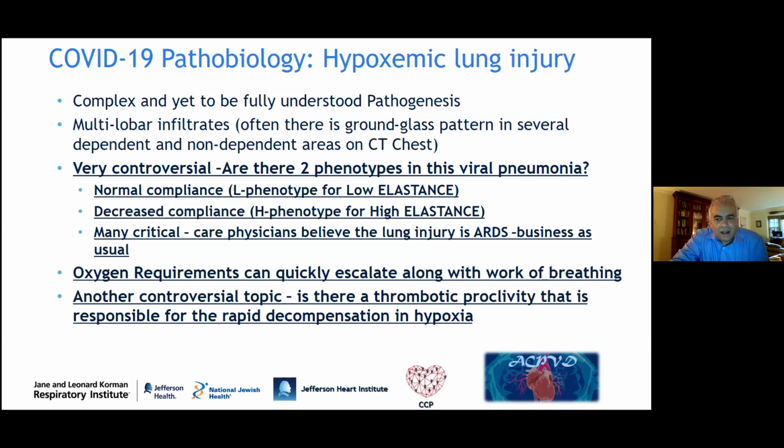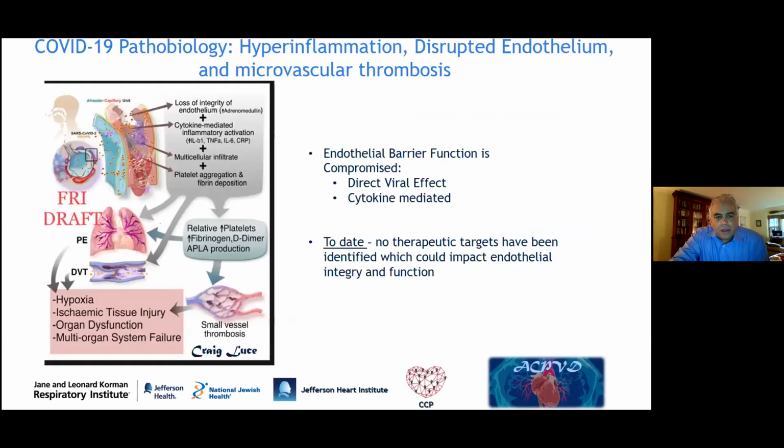And another controversial topic here is whether that is due to, for example, subclinical pulmonary emboli that are maybe not being diagnosed, or microthrombi that are complicating the already acute lung injury. Very controversial topic. Here is a schema just to bring everybody up to date.